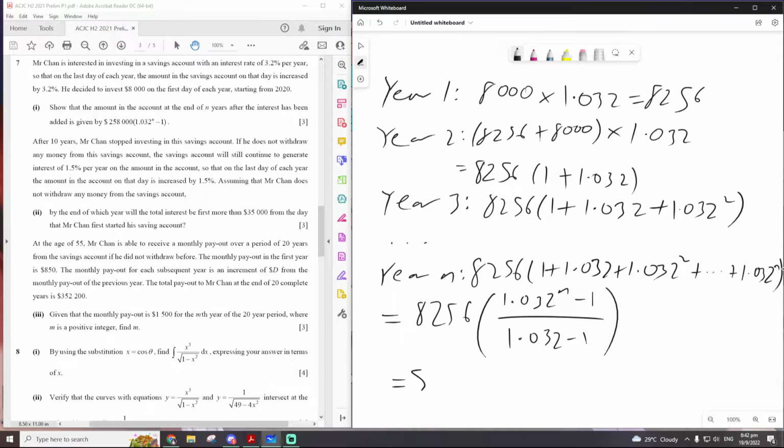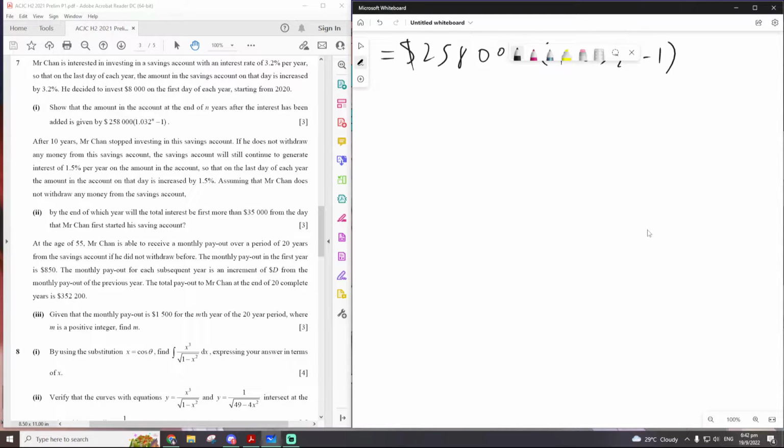So that would be 258,000 times (1.032 to the power n minus 1). Okay, so that will be question 7, part 1. So we go to part 2. We'll keep this in mind because I will need it. Anyway, it's on the left hand side of the screen because it was on the question paper.